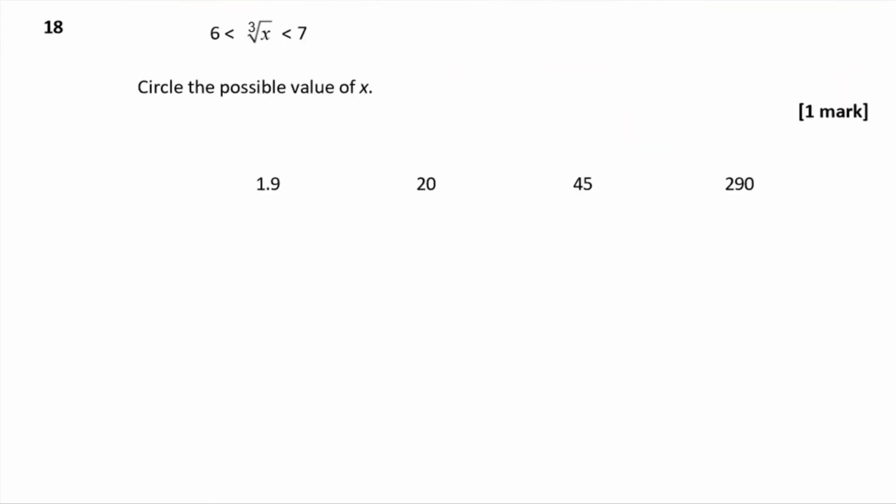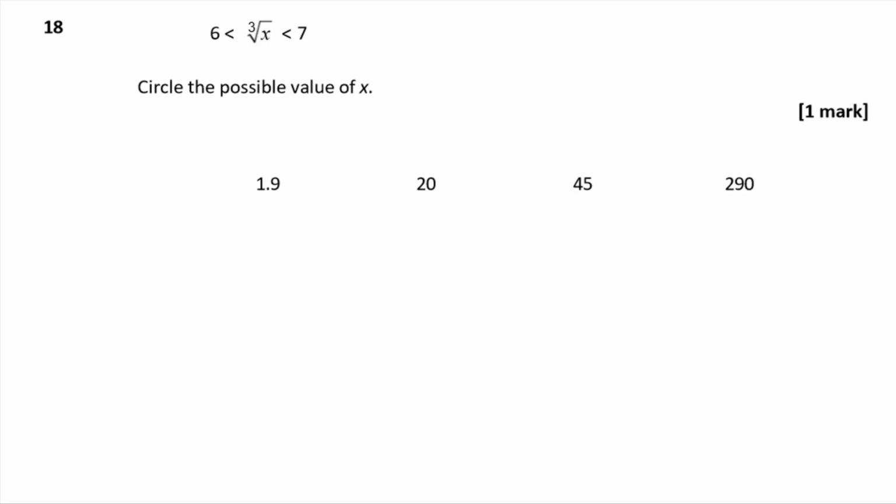Question 18. 6 is less than the cube root of x, which is less than 7. Circle the possible values of x. Okay. Well, I guess we could cube everything and then look at it again. So if I cube everything, what's 6 cubed? 6 times 6 times 6. 6 lots of 36. It's 216, isn't it?